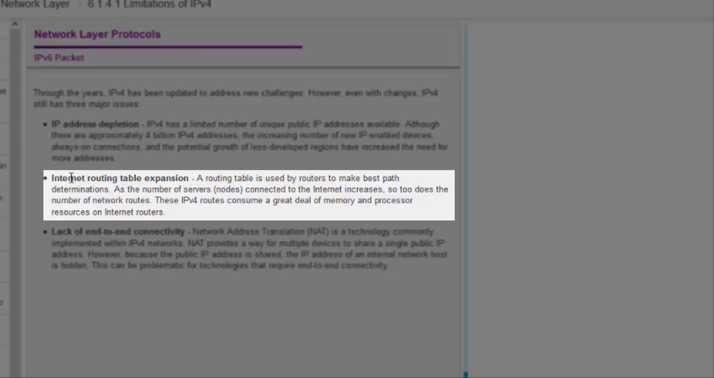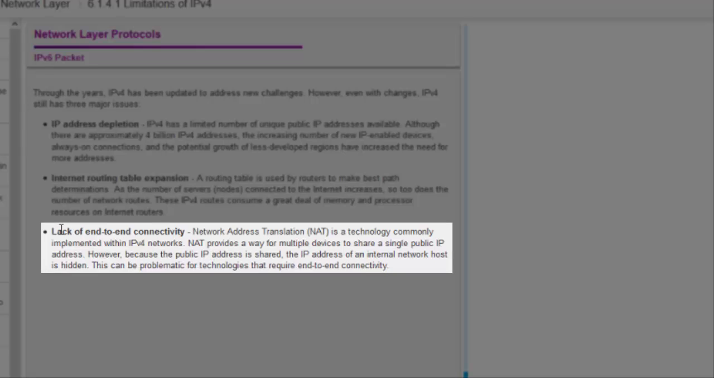Also, due to that great growth, there is a huge expansion in the routing table on the routers, and that really slows the processing of the IP packets and consumes huge amount of memory and processor resources on the internet routers. There's also that problem of lack of end-to-end connectivity because of the shortage of the IP addresses.